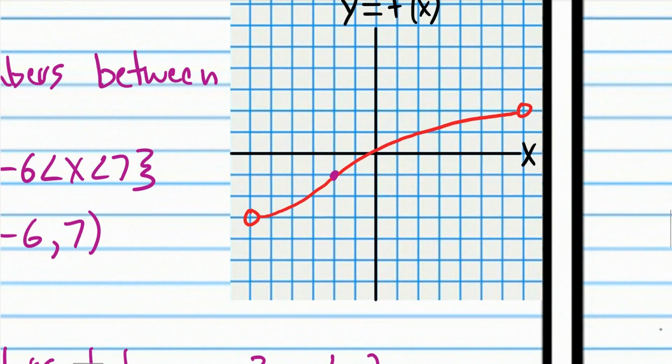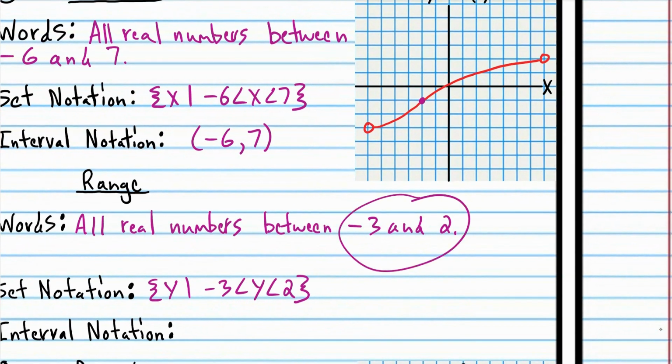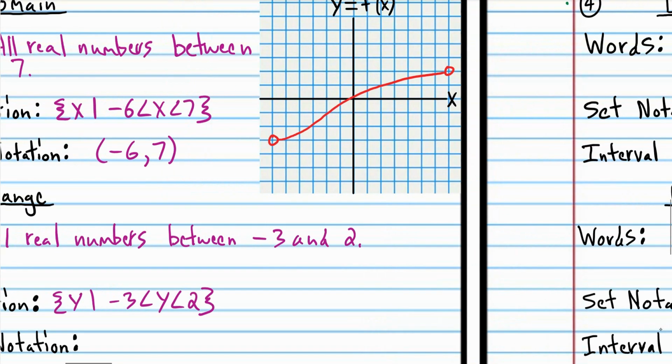So this point here is -2, -1. -1 is part of the range because it's between -3 and 2. This point here is the lowest point. It has a y value of -3. That's where we get the -3. And this point here has a y value of 2. That's where we get the 2.